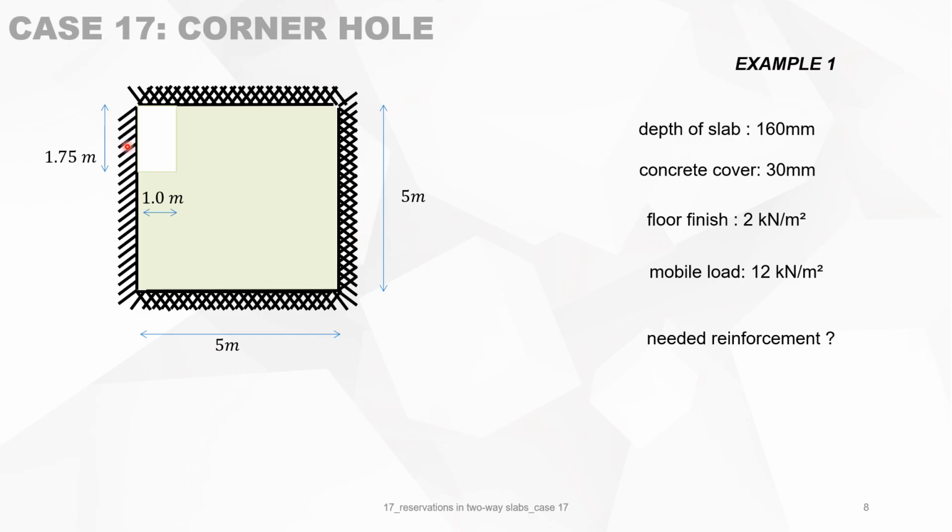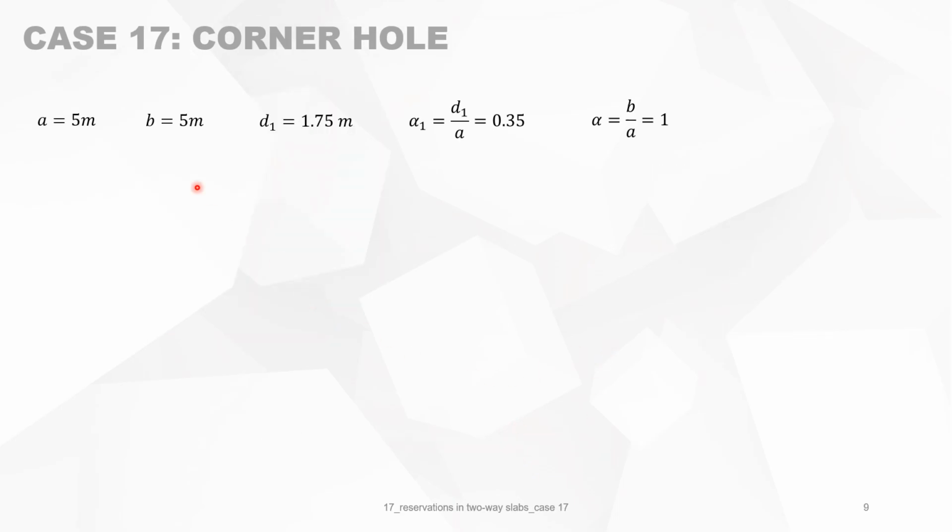Let's give an example for a square slab with 160 millimeter depth, 30 millimeter concrete cover, loaded with floor finish of 2 kilonewton per square meter and a mobile load of 12. And we want to make a reservation of this size in the slab. What is the needed reinforcement in this slab? We calculate the load in ULS, ultimate limit state. It's 1.35 times the permanent load plus 1.5 times the mobile load, which gives me 26.1 kilonewton per square meter.